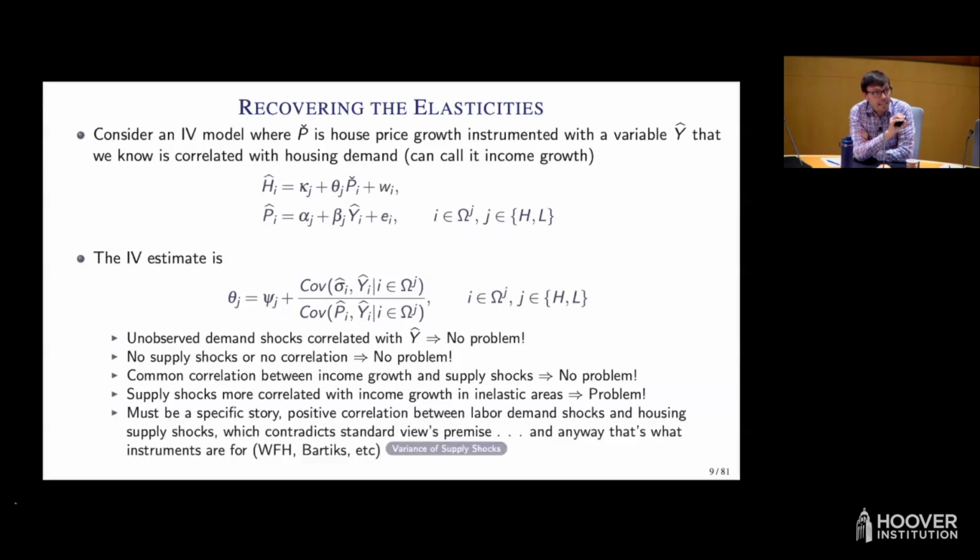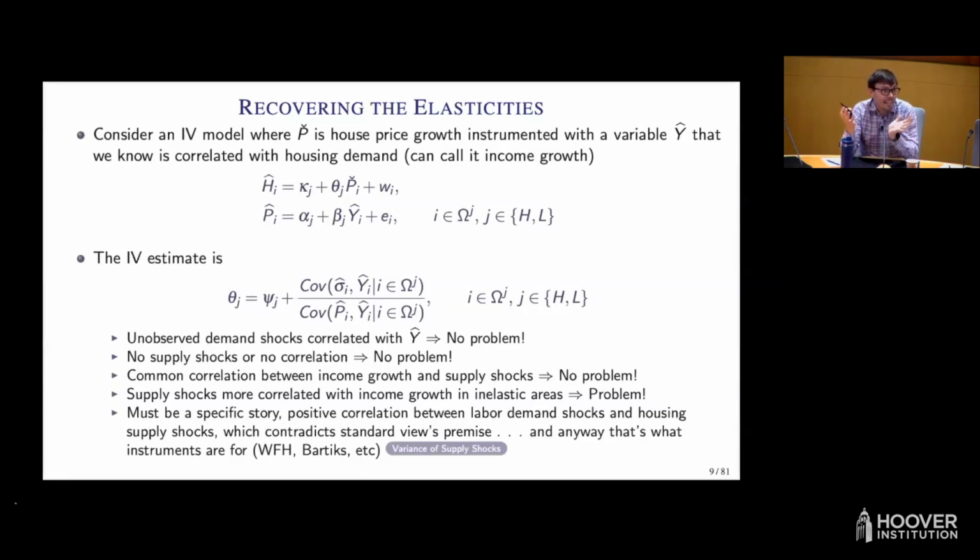Well, what you need is that in these inelastic cities, the income growth is systematic, or the effect of income growth on higher house prices is systematically offset by supply shocks in a way that makes the difference in supply not relevant when you look at the covariances of income growth, of house price growth and housing quantity growth with income growth.